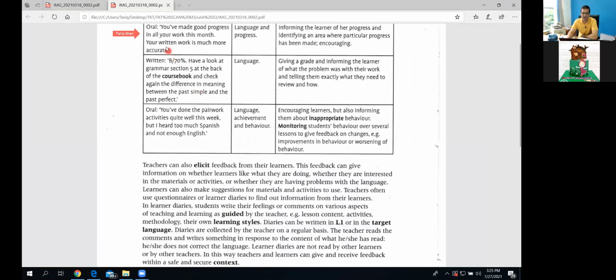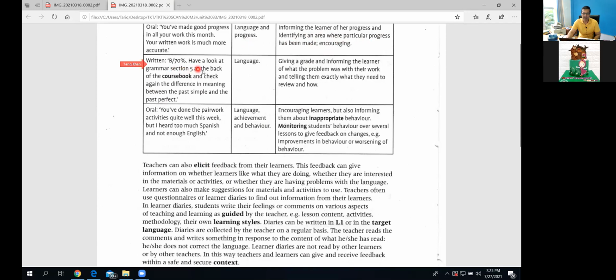Oral: "You have made good progress in all your work this month. Your written work is much more accurate." The focus is language and progress. It is informing the learner of her progress and identifying an area where particular progress has been made, which is encouraging. Likewise, the written one.